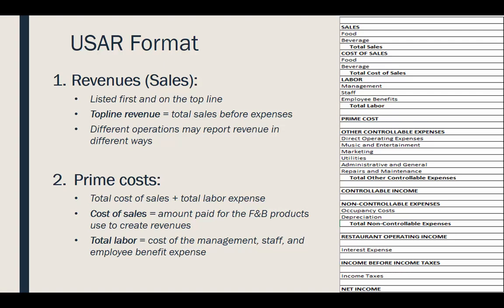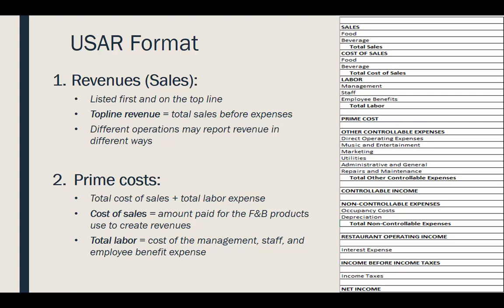This is up to the restaurant and the management team themselves, as long as it's consistent. Whichever approach they want to use is fine, as long as revenues are listed first, and you always have a subtotal for top line revenue. Total sales is what that is. Then we'll always have prime costs under the USAR format. Prime costs are total cost of sales and total labor expense.